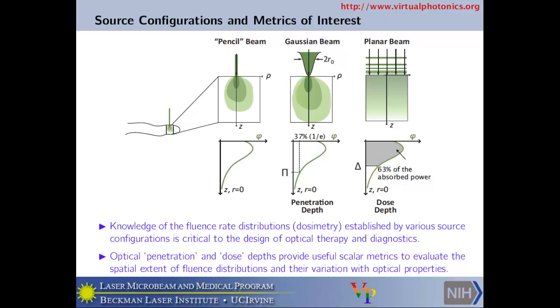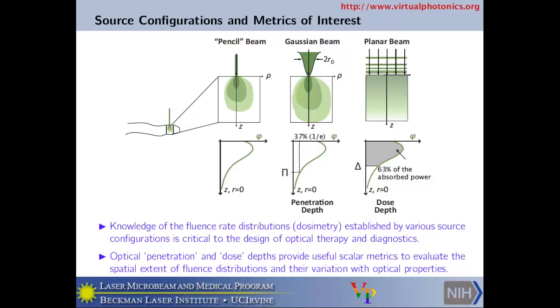But if you want to understand the trends in this fluence rate across a range of optical properties, I don't want to be showing sets of fluence rates for changes in optical properties. I want to define some scalar metrics that I can then plot as a function of optical properties. And as we discussed yesterday, how much the light penetrates is of critical importance.